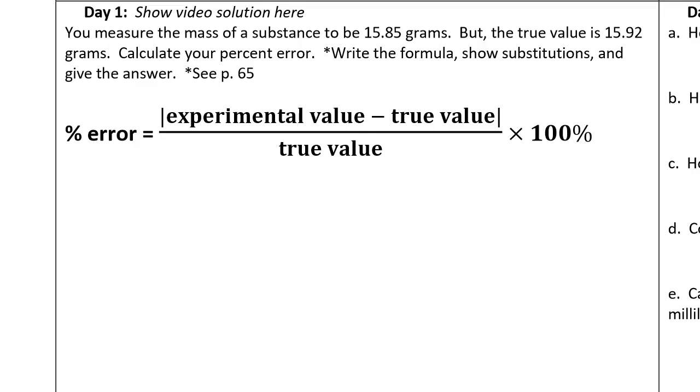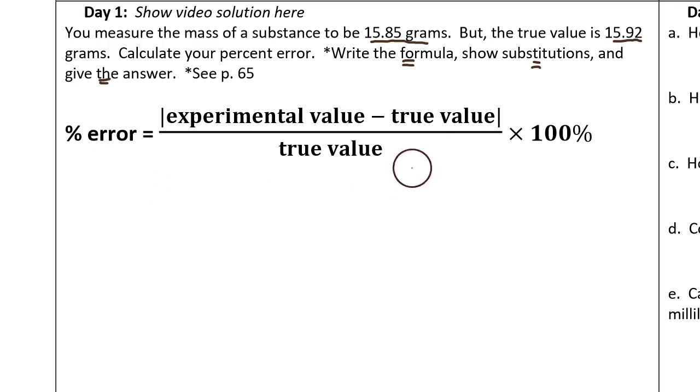Here is the answer for the day 1 bell work. You measure the mass of a substance to be 15.85 grams, but the true value is 15.92 grams. Calculate your percent error. When you answer, write the formula, show the substitutions, and give the answer.